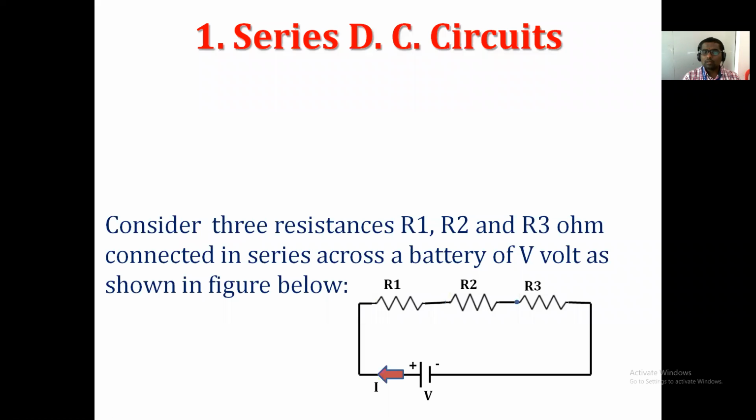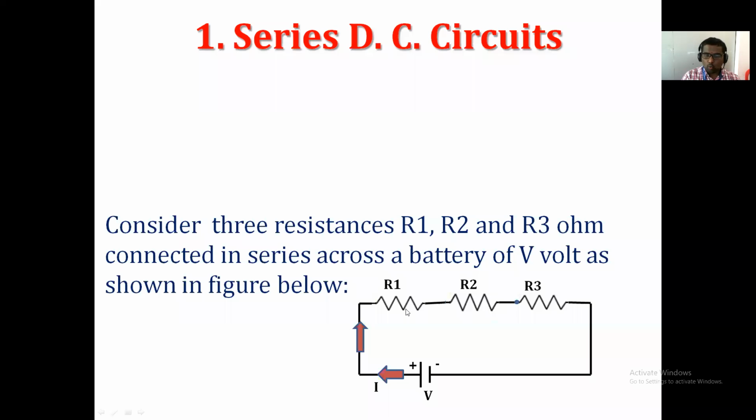As we know that current always starts its journey from the positive terminal. Now suppose I consider that current I starts from the positive terminal of a battery V. It comes to this point, and when it flows through R1, it comes to that common point. Now for this current, there is only one path to flow through R2. There is no other path for the flow of current.